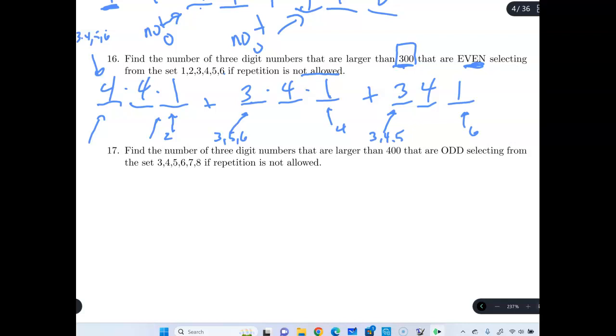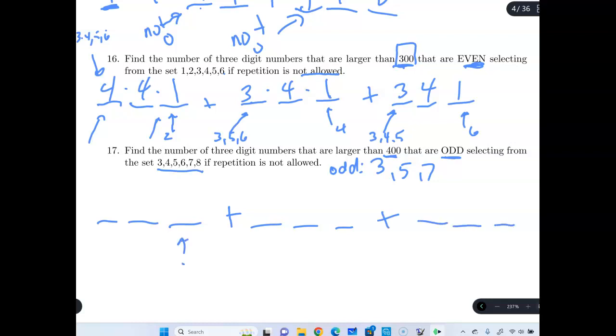All right, let's do the same kind of thing, but they're larger than 400 and they're odd, and I've changed the number selection. All right, so let's do the odd thing. So you know if it's odd that the last digit has to be 3 or 5 or 7. So again, I'm going to split it up into those situations. So let's say I put the 3 here, let's say I put the 5 here, and let's say I put the 7 here. Okay, so if I put the 3 here, there's one way to put the 3 there.